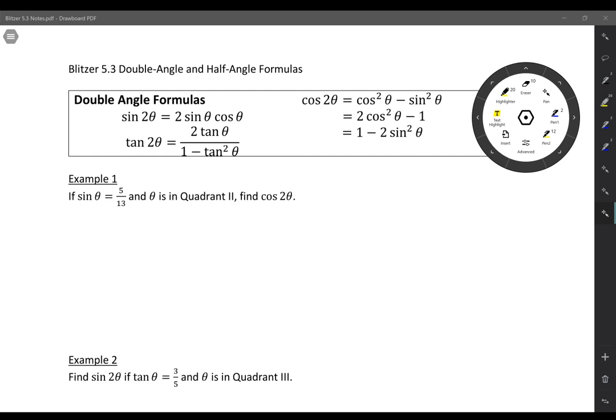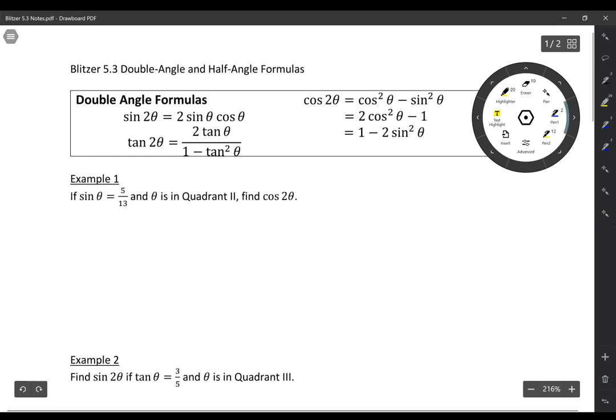You'll notice for cosine, there's 3 different ones that you can use. I usually just use the first one, but there are other options. So in example 1, they're telling us to find cosine 2 theta. So in number 1, they're kind of telling us you have to use this double angle formula. So we know that the cosine of 2 theta, and I'm just writing it down, is cosine squared theta minus sine squared theta.